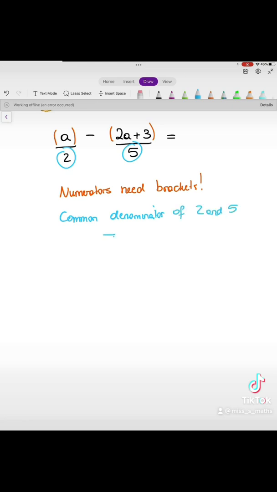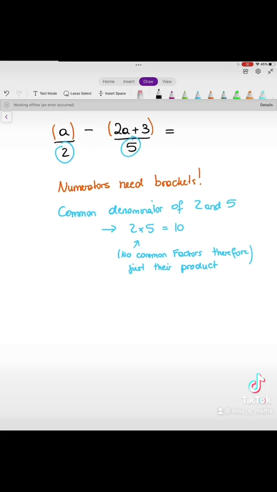For 2 and 5, the lowest common multiple I can find is 10 because 2 and 5 do not have any common factors, so I won't be able to find anything smaller than the actual product of the two denominators. This is not always the case, but it is the case when there are no common factors.